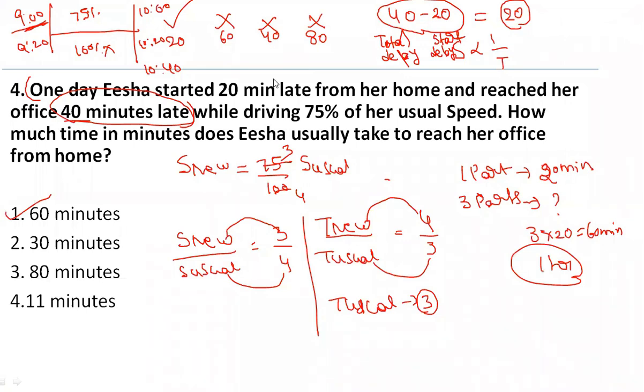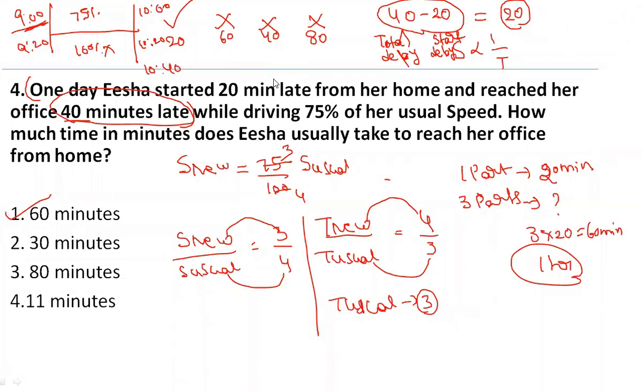I'm reiterating the explanation once again. 75% of usual speed means you can easily write new speed by usual speed is 3 by 4. Then, as speed and time are inversely proportional, new time to usual time is 4 by 3. I can understand that one part of difference is there for time. And if you apply the same for how many minutes of delay has happened in the journey, then you can answer the question of the usual time taken by Isha to reach the office.